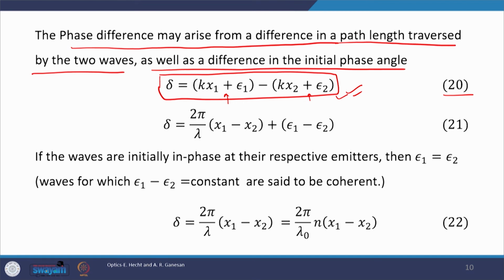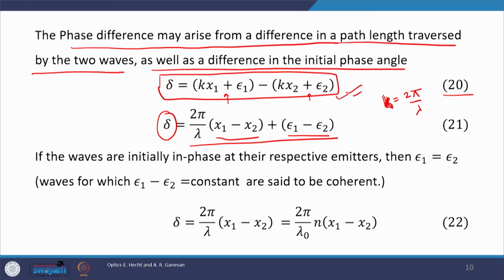Now, what is k? K is wave number, and the expression for the wave number k is 2 pi by lambda. We know k is equal to 2 pi by lambda. We will substitute for this expression of k in equation number 20, and this gives us equation number 21. Okay. Now, in this phase difference, in this expression of del, the first term arises due to difference in x1 and x2, and second term arises due to difference in epsilon 1 and epsilon 2.